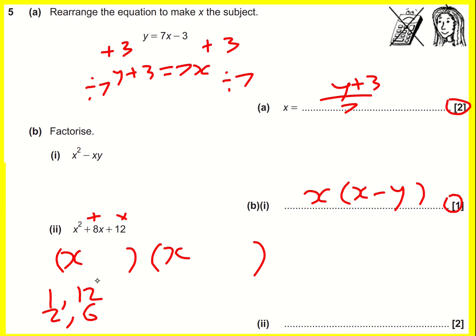2 and 6, yes, because that adds to 8. So it's going to be x plus 2 and x plus 6. So I think I said 8 a minute ago, but 2 and 6, that's our answer. I'm just going to write it down here just to finish off in the answer space.